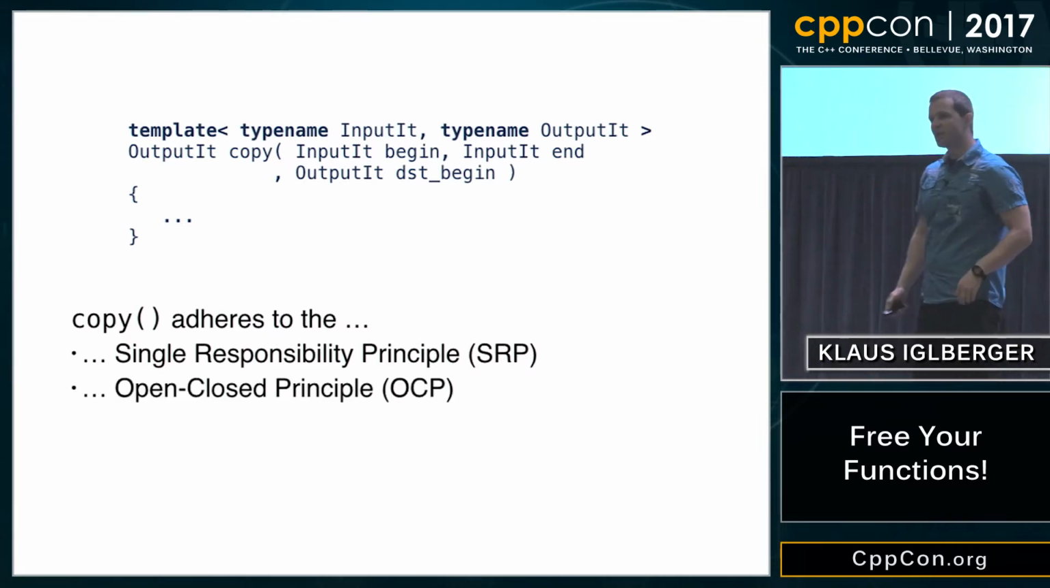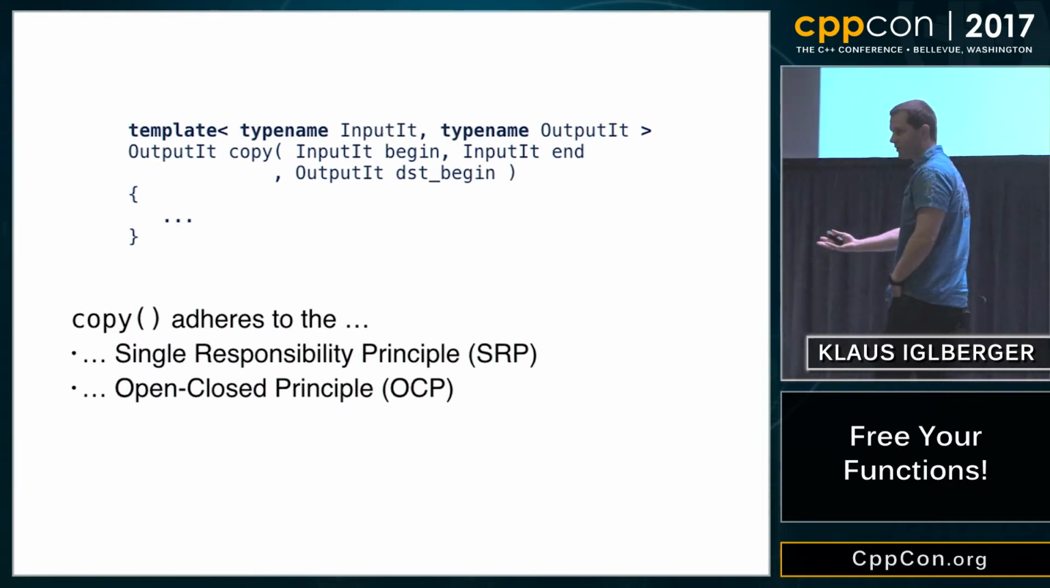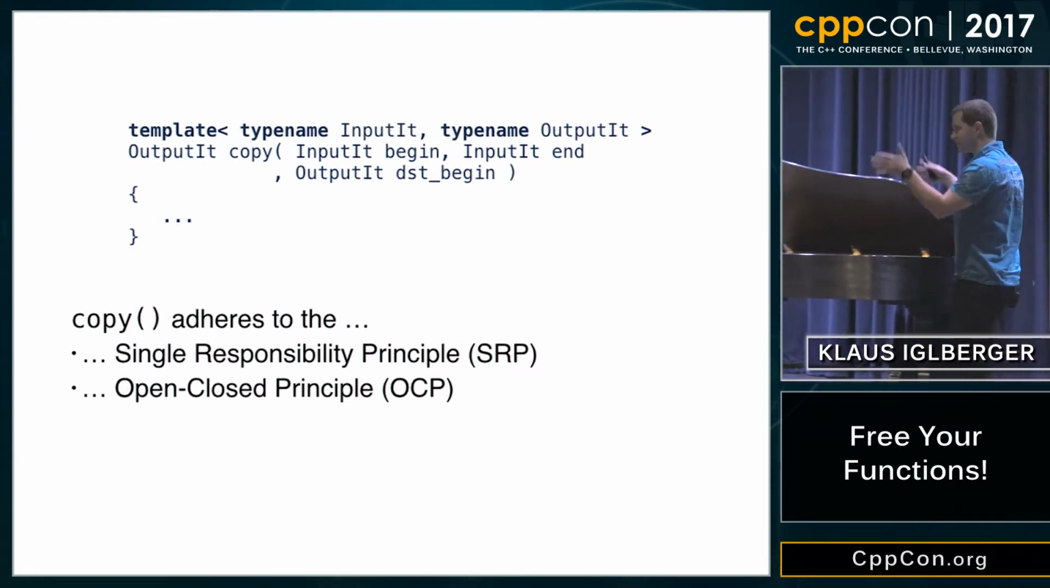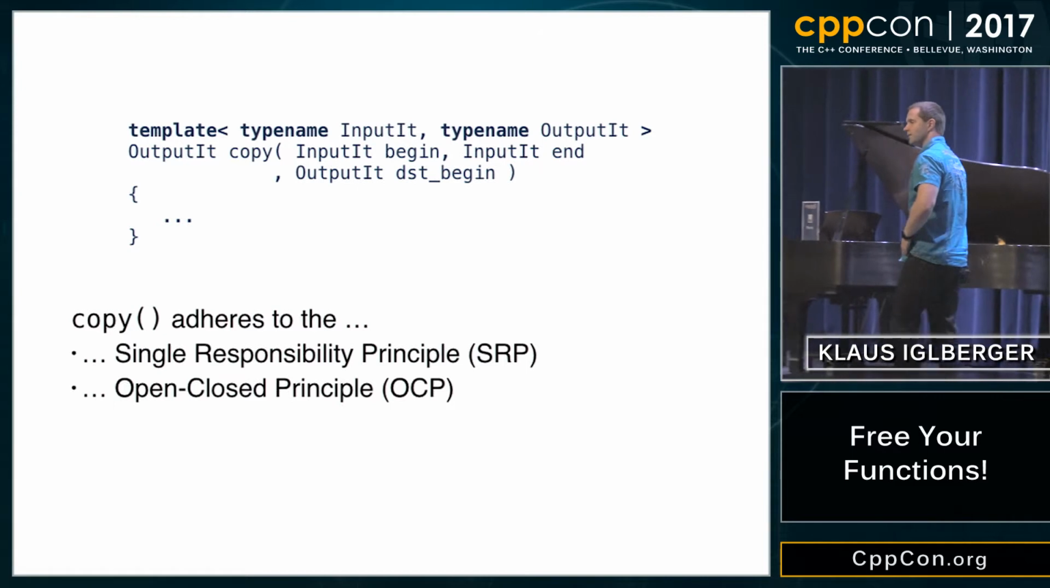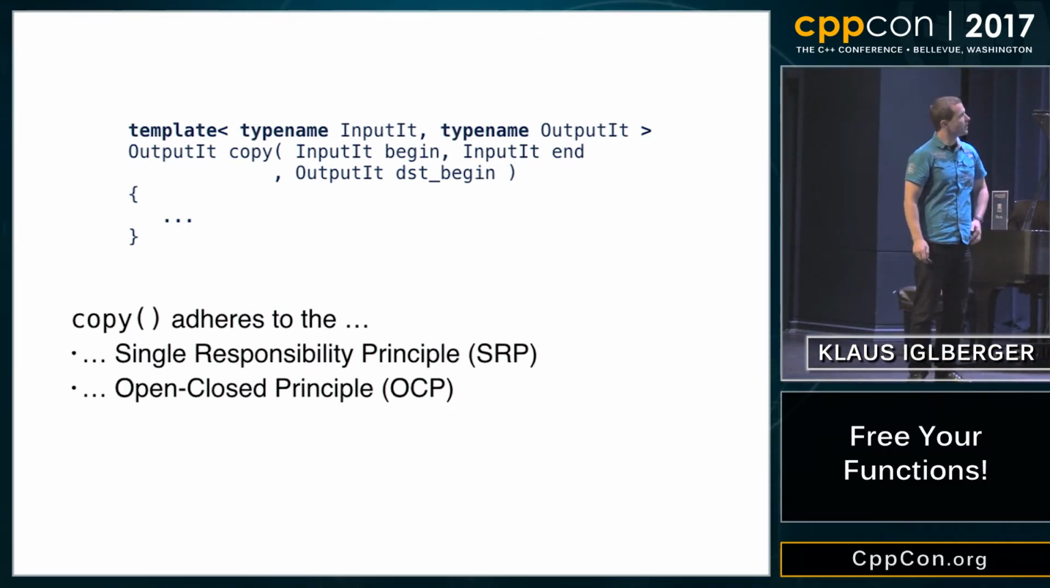It also adheres to the open-closed principle. This function never has to be adapted. Never. If you want something to be copyable, you just have to adapt your type accordingly. This function is sealed. This is good. I have to add stuff in order to make this work.